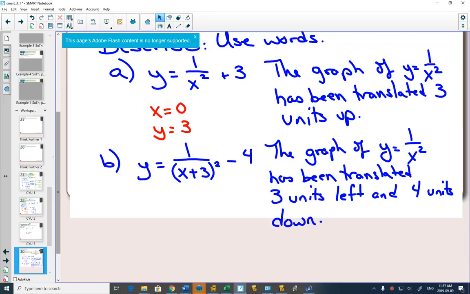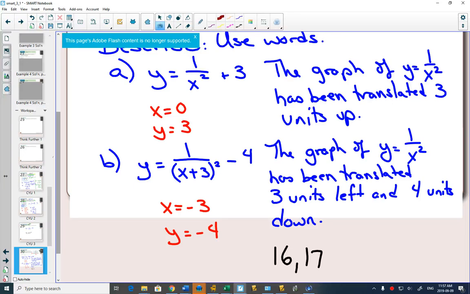If I've moved it 3 to the left, my vertical asymptote will now be at x equals minus 3. And if I move it 4 down, my horizontal asymptote will now be at y equals minus 4. Questions for practice on this one are 16 and 17.